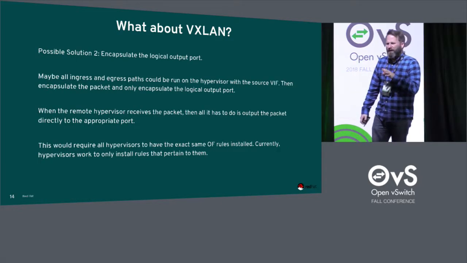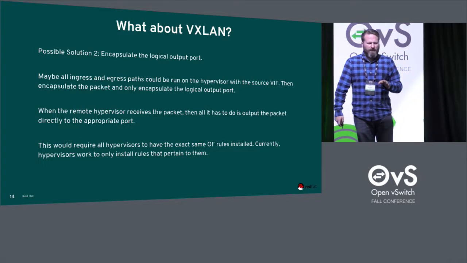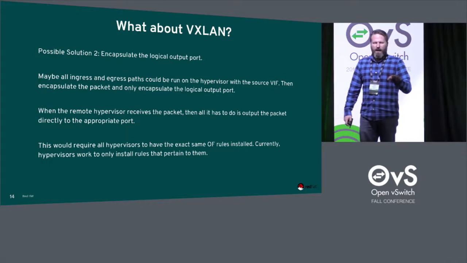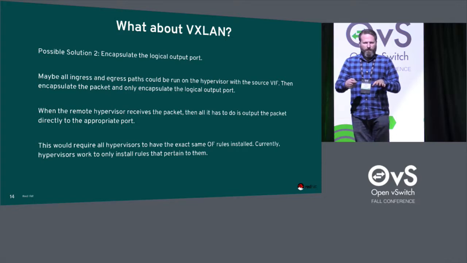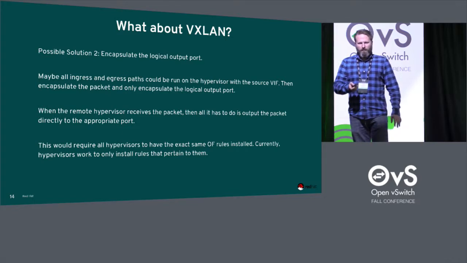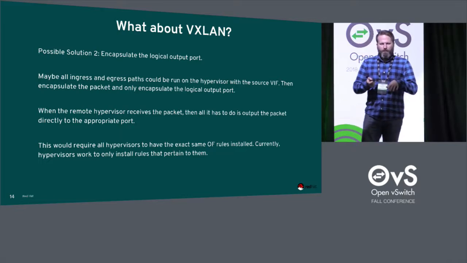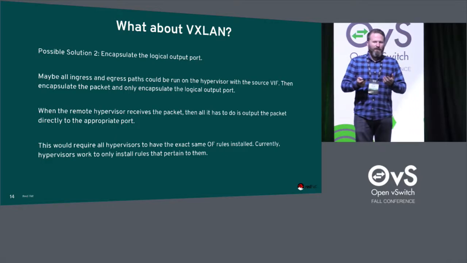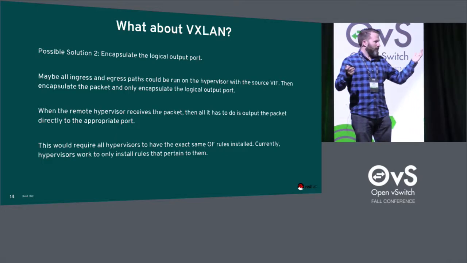There's also another idea, again a little bit dubious: what if instead of encapsulating the data path in VXLAN, you encapsulate the logical output port? The idea being that whatever is the initial hypervisor that receives your packet, you run all logical ingress and egress pipelines there, and once you have done all that and you know the logical output port, you encapsulate that and send it over VXLAN to the correct remote hypervisor. The problem with that is it requires having identical OpenFlow installed everywhere, so that's also not very scalable.